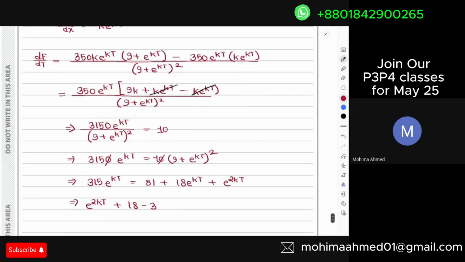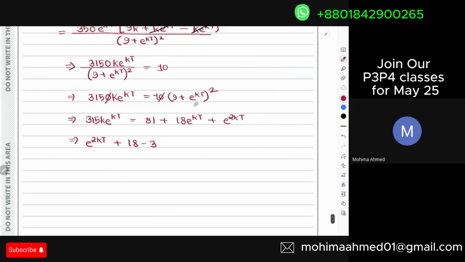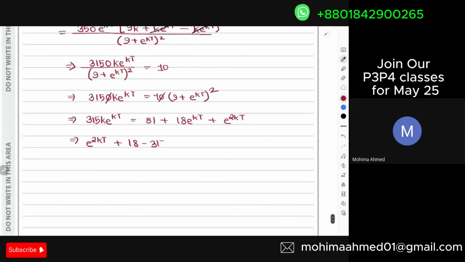But wait, yeah, we had a 9k here. So all this time we had this k e power kt. Right, so we have a k here, again k here. So with this also, in the denominator over here, in that case, I'm going to get 315k e power kt, right? Because both of them were coefficients of e power kt. So 18 minus 315k plus 81 equals to 0.